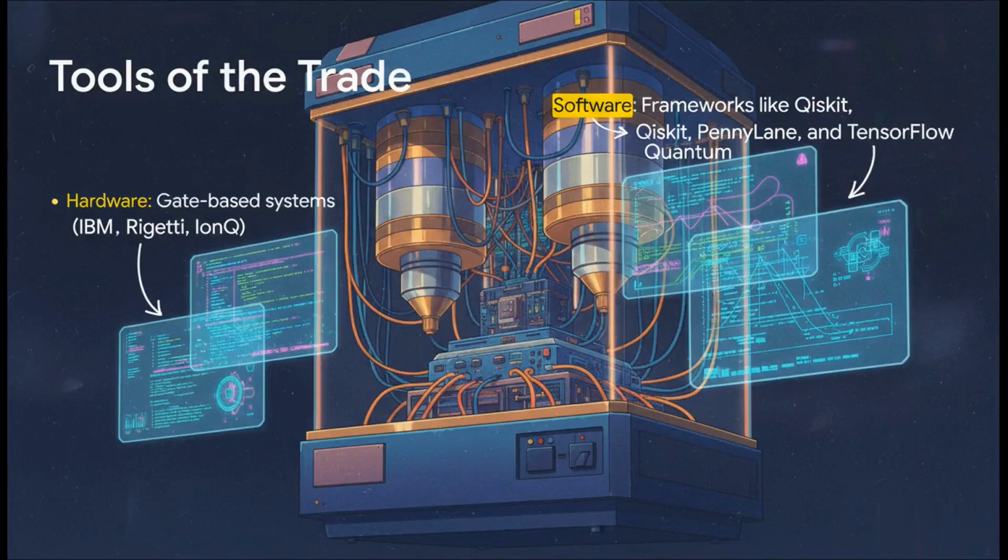But the good news is that researchers are not working in a vacuum here. There's this rich ecosystem of both hardware and software that's growing incredibly fast to tackle these problems. We have gate-based quantum computers from companies like IBM and IonQ, and these amazing open-source software frameworks like Qiskit and Pennylane that make it possible for people to actually build and test these QSVMs right now.